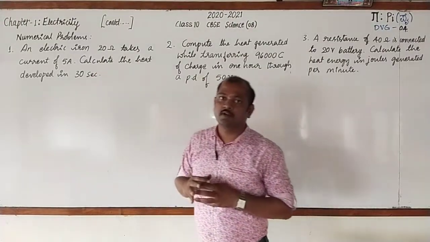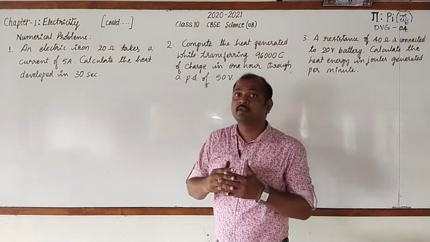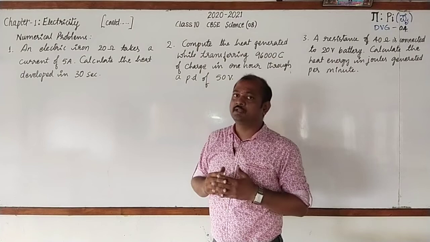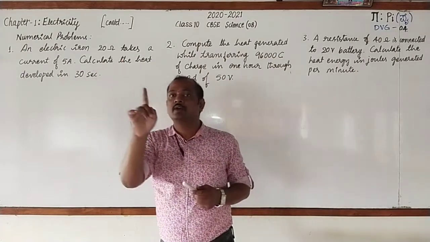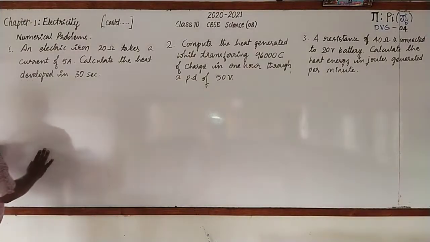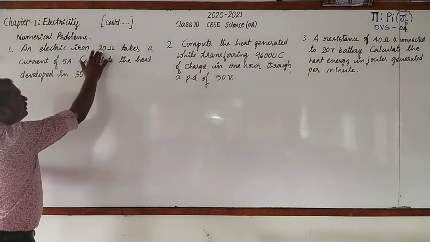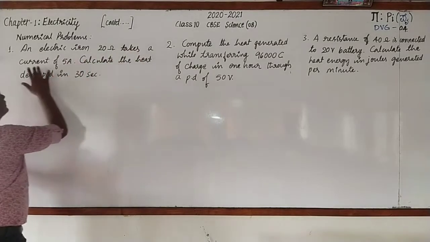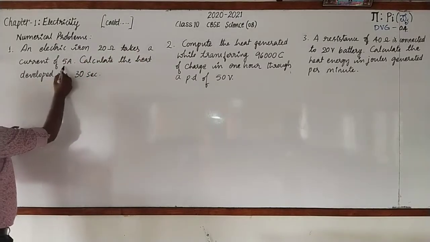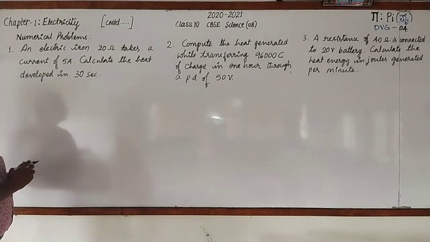Now, let's focus on some of the important numerical problems on Joule's law of heating. That is the formula H is equal to I square into R into T. Go through the first one. Please don't go for copy. Observe. An electric iron 20 ohm takes a current of 5 amps. Calculate the heat developed in 30 seconds.